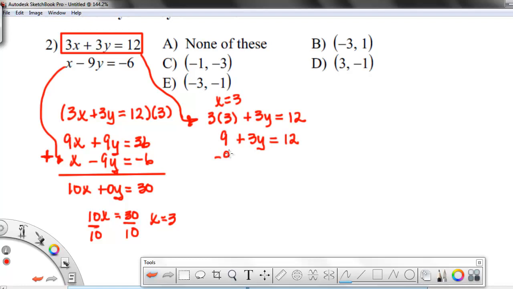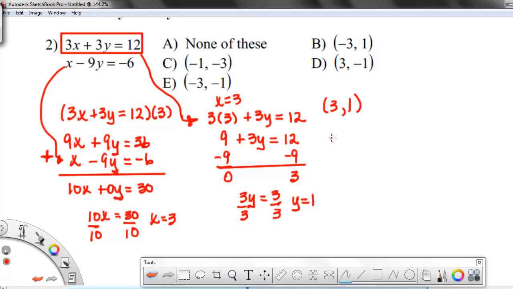We'll subtract 9 from each side. Do the additive inverse. If you want to think about it, you're basically adding. So 9 plus a negative 9 will give me 0. 12 plus a negative 9 will give me a positive 3. So 3y equals 3. Divide each side by 3, so 1y equals 1. Now our ordered pair that we have here is 3 and 1.